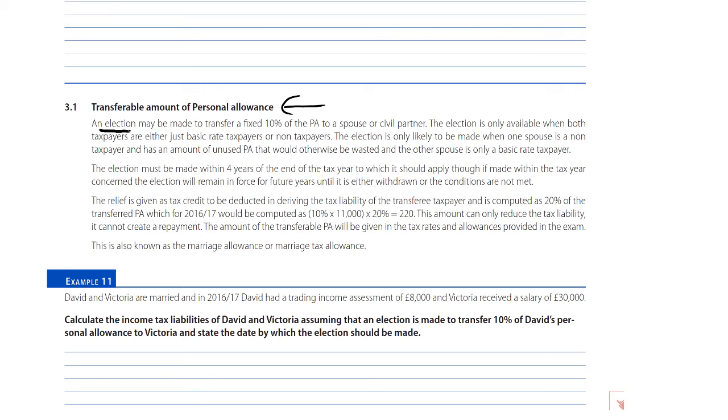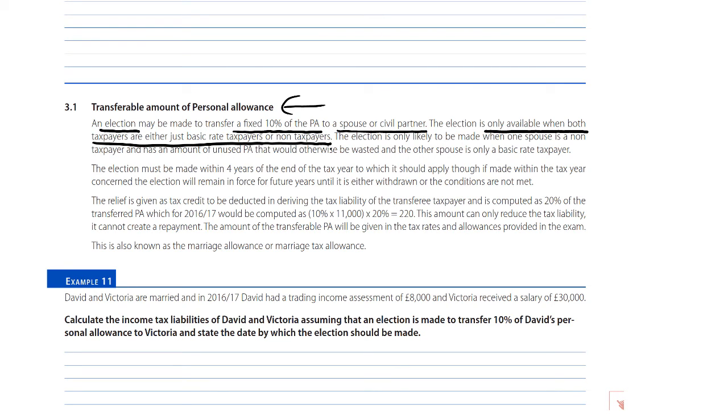So it is an election that may be made. It's available, as we've just said, to spouses or civil partners. And the election is to transfer a fixed 10% of the personal allowance. So it's not a variable figure, a fixed amount, 10% of the personal allowance from one spouse to the other spouse. The election is only available when both taxpayers are either just basic rate taxpayers or non-taxpayers.